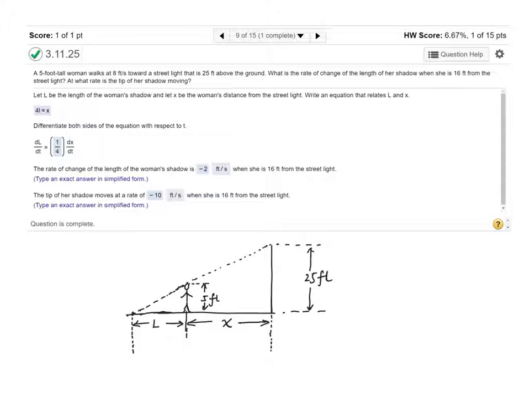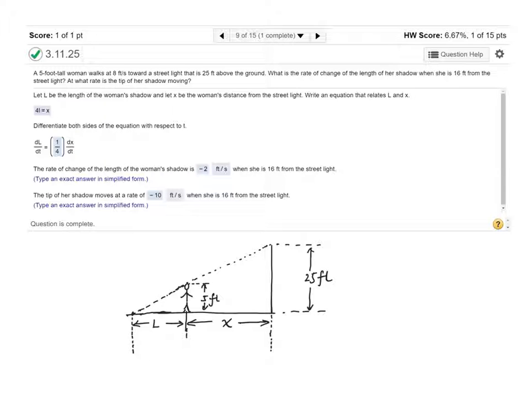Let's look at this problem. I already worked out the solution here, so I'm gonna explain how I get these solutions. First of all, you wanna visualize the question by making a sketch like that.